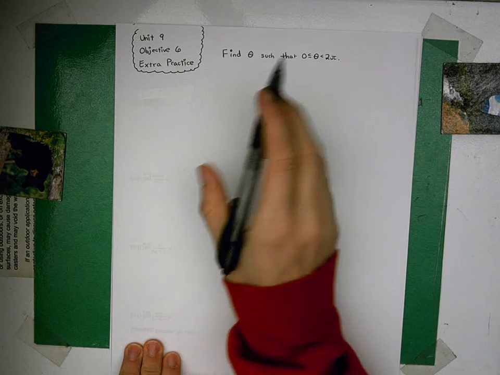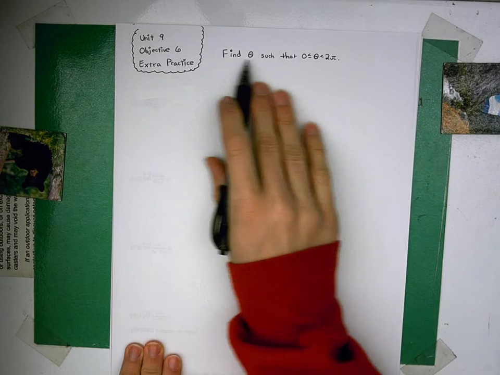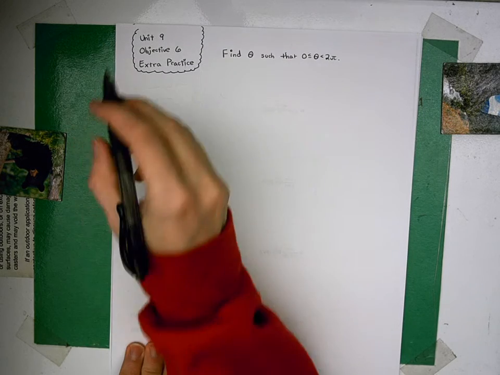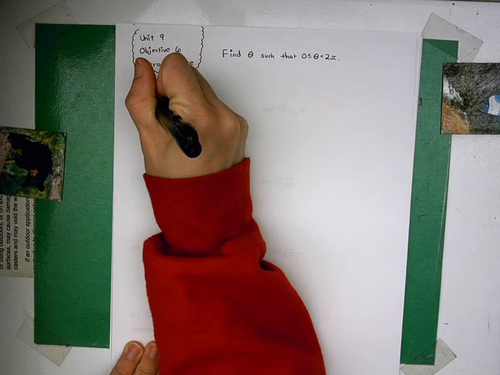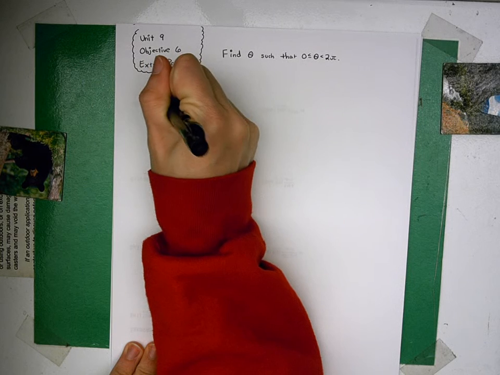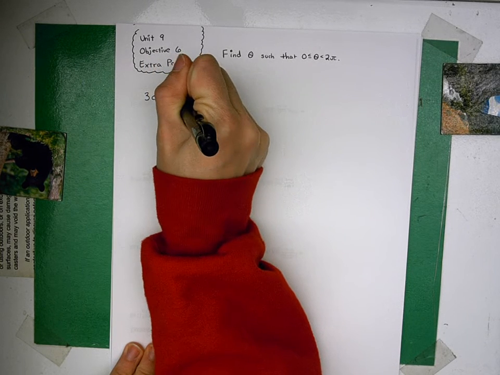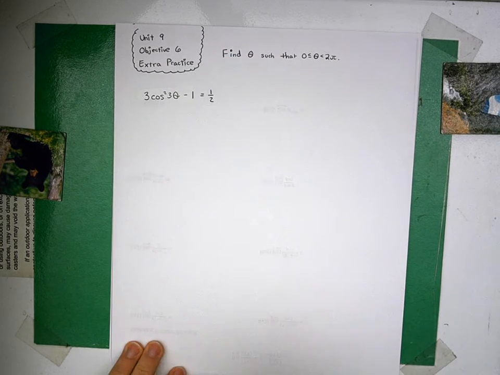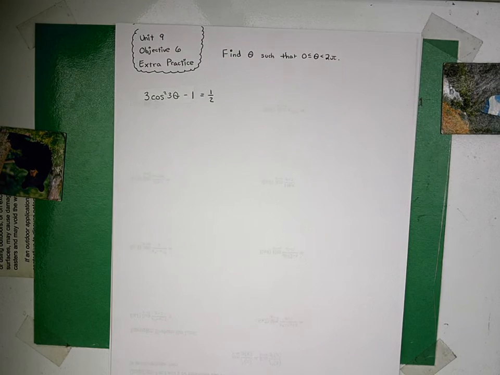Okay, so up first we're finding theta. For all these problems, we're finding theta such that theta is between 0 and 2 pi, including 0, not including 2 pi. And the first problem we have is 3 cosine squared 3 theta minus 1 equals 1/2. Okay, so go ahead and pause the video, restart it when you're ready.